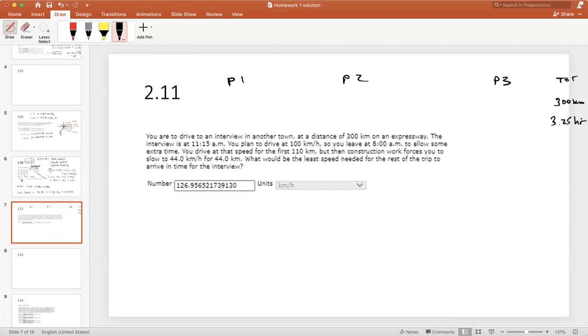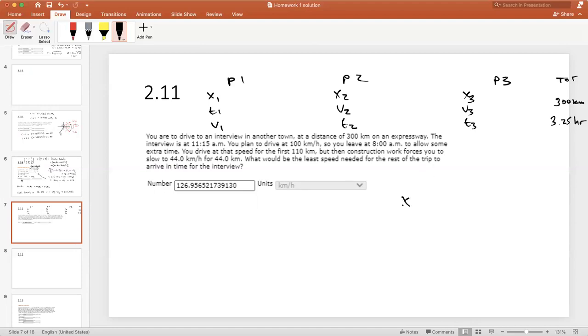So we have 3 1/4 hours to do 300 kilometers. And we're going to drive at a different velocity in part 1 and part 2 and part 3. We're going to travel a different distance. So we're going to write this up as x1, t1, and v1, and x2, v2, and t2, and x3, v3, and t3. And we're going to figure out what these are from these two and the total time.